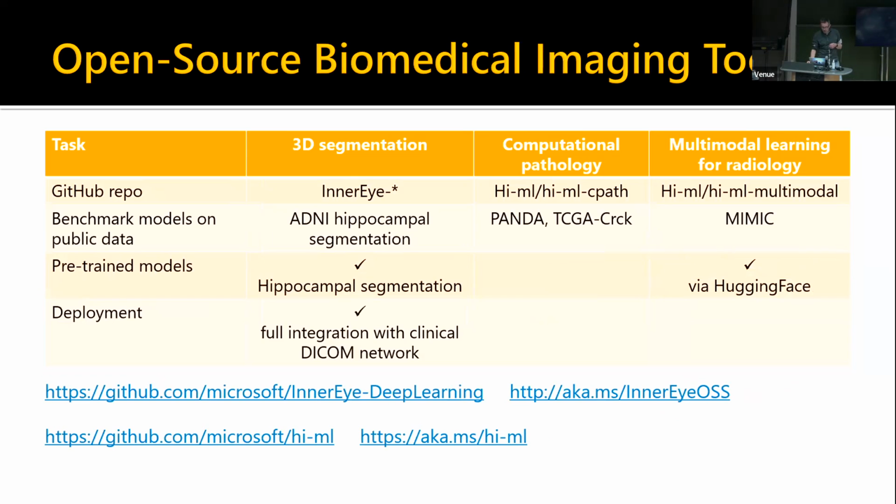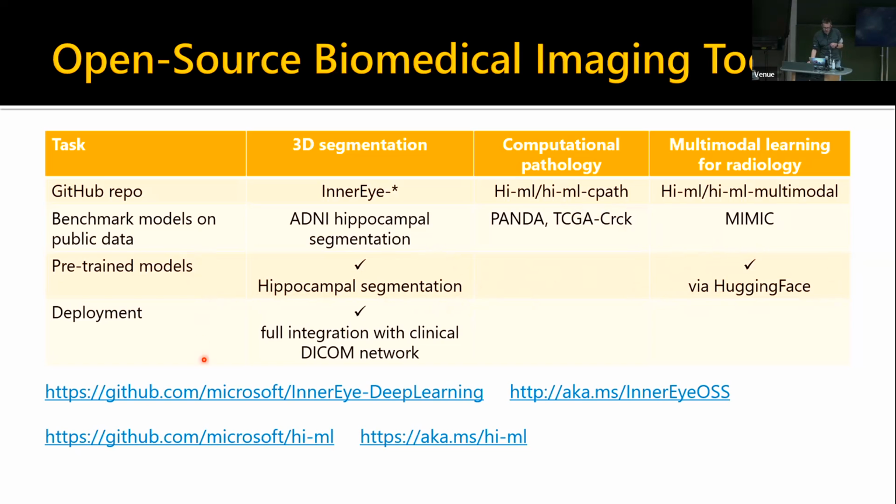We have also open sourced model configurations for many known public data sets for all three areas. Pre-trained models are also available for some of these data sets, as long as the licensing terms, of course, permit. In particular, for radiology, we have released a large number of models that I'm going to talk about later. Everything is available via Hugging Face. And most recently, we've also released a pre-trained model for hippocampal segmentation.